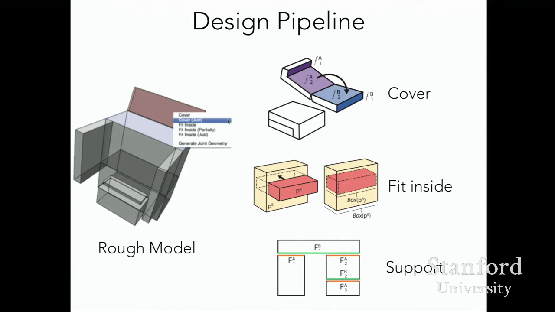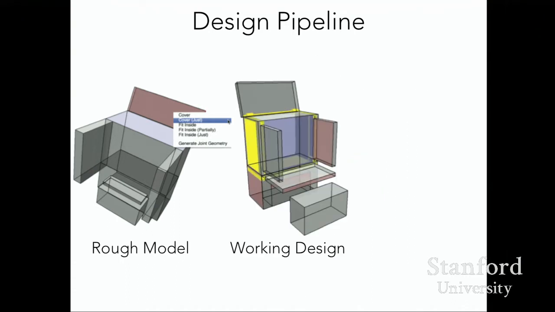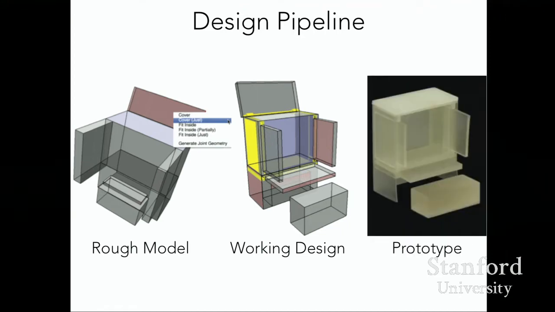So based on this information, we're able to create or update the initial rough model and turn that into a working design. Now the part dimensions have been updated to satisfy all these functional requirements, and we've also generated joints with the appropriate joint parameters to allow this design to actually work. And then we can send this design to, let's say, a 3D printer or some other rapid prototyping technology, and get a working prototype in the end.